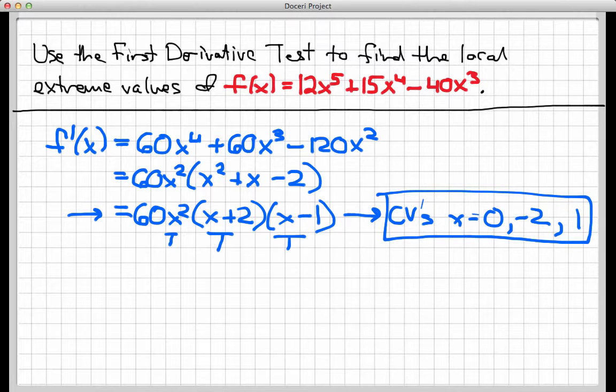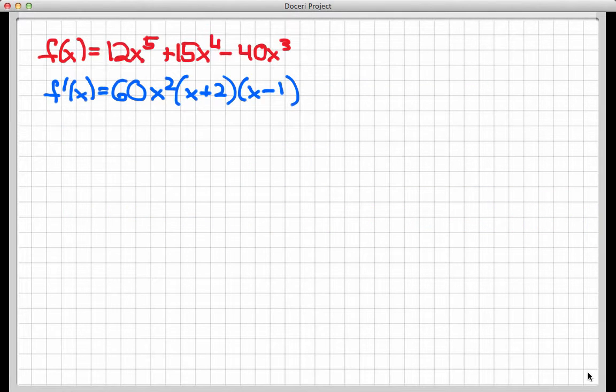Once again, not all of these critical values could actually lead to local extreme values, so we need to use the first derivative test to see if they do. I'm going to go on to a different page here to set up the first derivative test and find out. So I'd like now to find where f prime is positive and where f prime is negative.